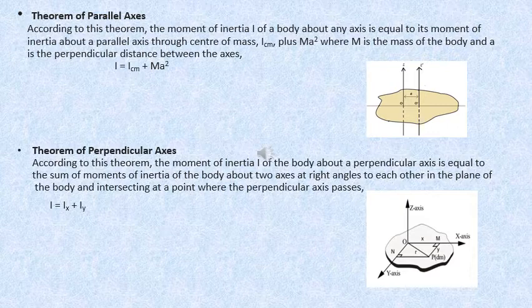Here, if you see, the total moment of inertia about the z-axis is equal to the sum of moment of inertia about two perpendicular axes, that is about Ix and Iy.